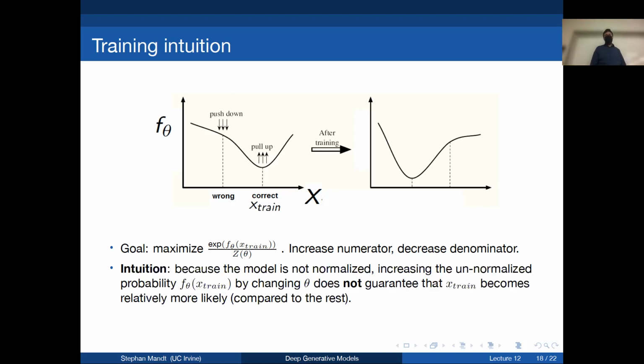The intuition is that because the model is not normalized, if we increase the unnormalized probability by changing the parameters theta, this doesn't guarantee that the training data becomes relatively more likely compared to all of the rest. It might still happen that everything becomes more likely, but what we really want is that the training data become relatively more likely than any other input that we could provide into that model.